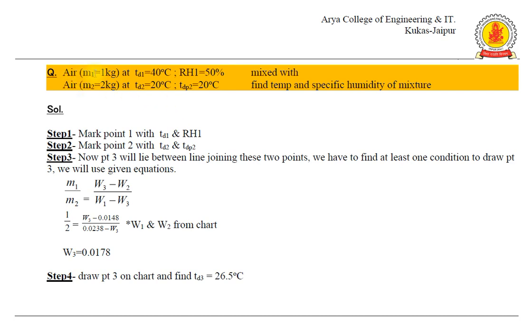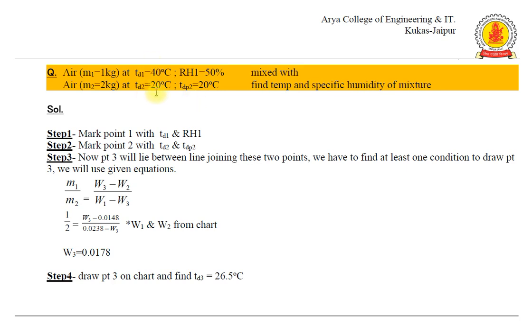Now we will take a simple numerical to tackle this type of problem. Air at m1 1 kg, TD1 40 degrees centigrade and relative humidity 50% is mixed with air with m2 2 kg at dry bulb temperature 20 degrees centigrade and dew point temperature 20 degrees centigrade. Now find the specific humidity and temperature of the mixture.